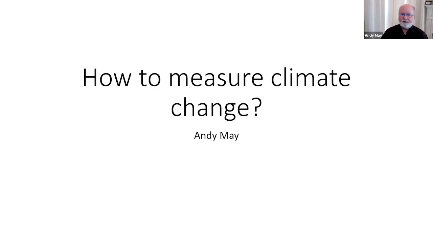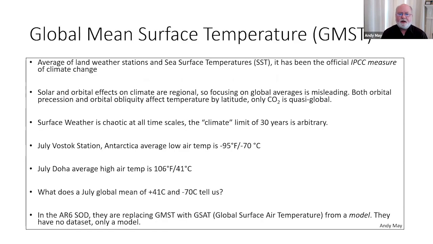In particular, we'll talk about global mean surface temperature, which is the measure that the IPCC has relied on to tell us how climate change is going. It's the average of land weather stations and sea surface temperatures. It's been the official IPCC measure of climate change for some time.